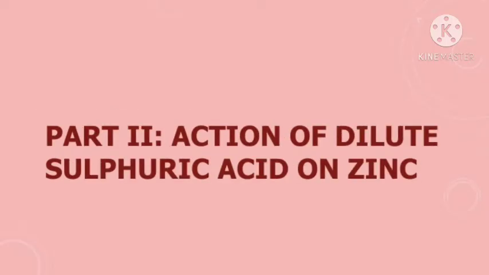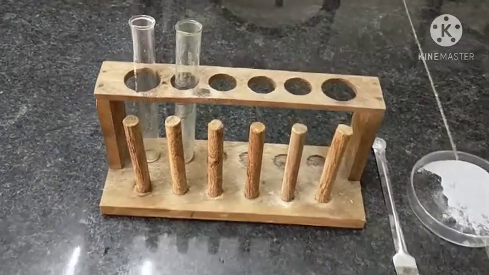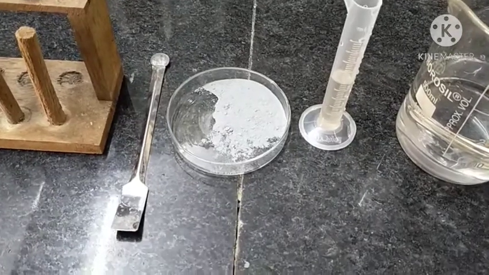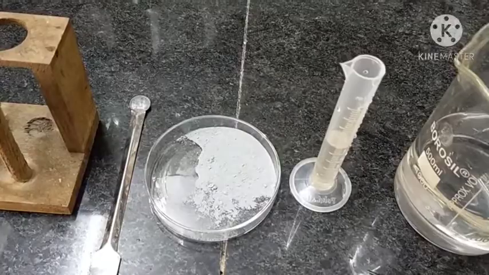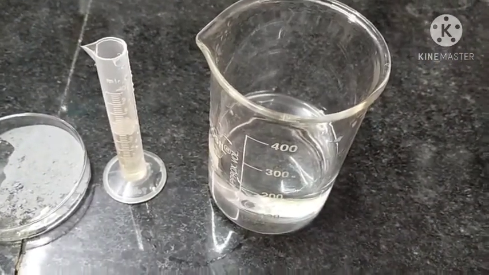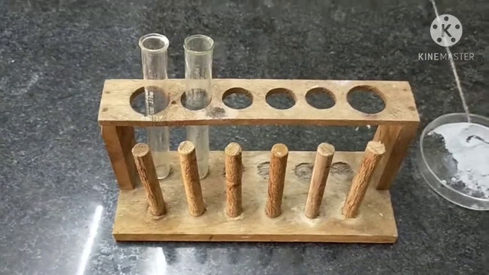After performing the first part, let's move to the second part, that is action of diluted sulfuric acid on zinc. For this experiment, we require test tube stand, spatula, zinc dust, and diluted sulfuric acid solution. Let's move to the procedure part.